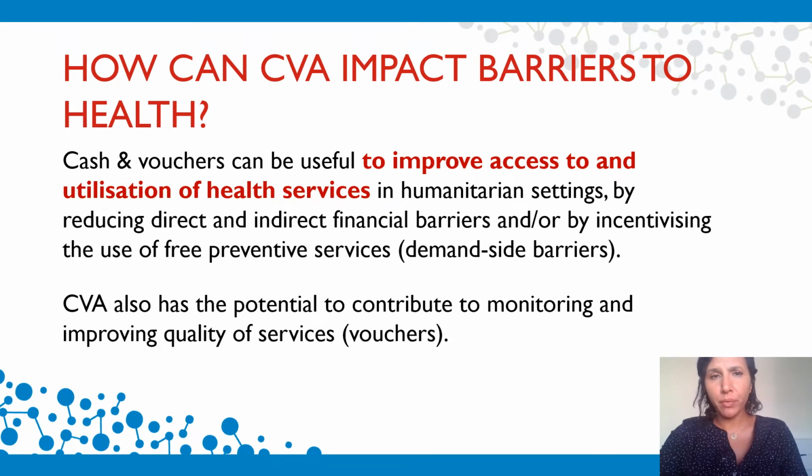What do we know so far? We know that CVA can have an impact on both direct and indirect costs to accessing health services. We also know that CVA has the potential to improve access to health services by removing some of the financial barriers to accessing and receiving those services. Such examples include vouchers to reimburse prioritized health services or cash for medicine or transportation. CVA for health can also directly address barriers related to financial accessibility and utilization. CVA can contribute to people accessing health services and actually using them when in some cases they may not be able to afford them.